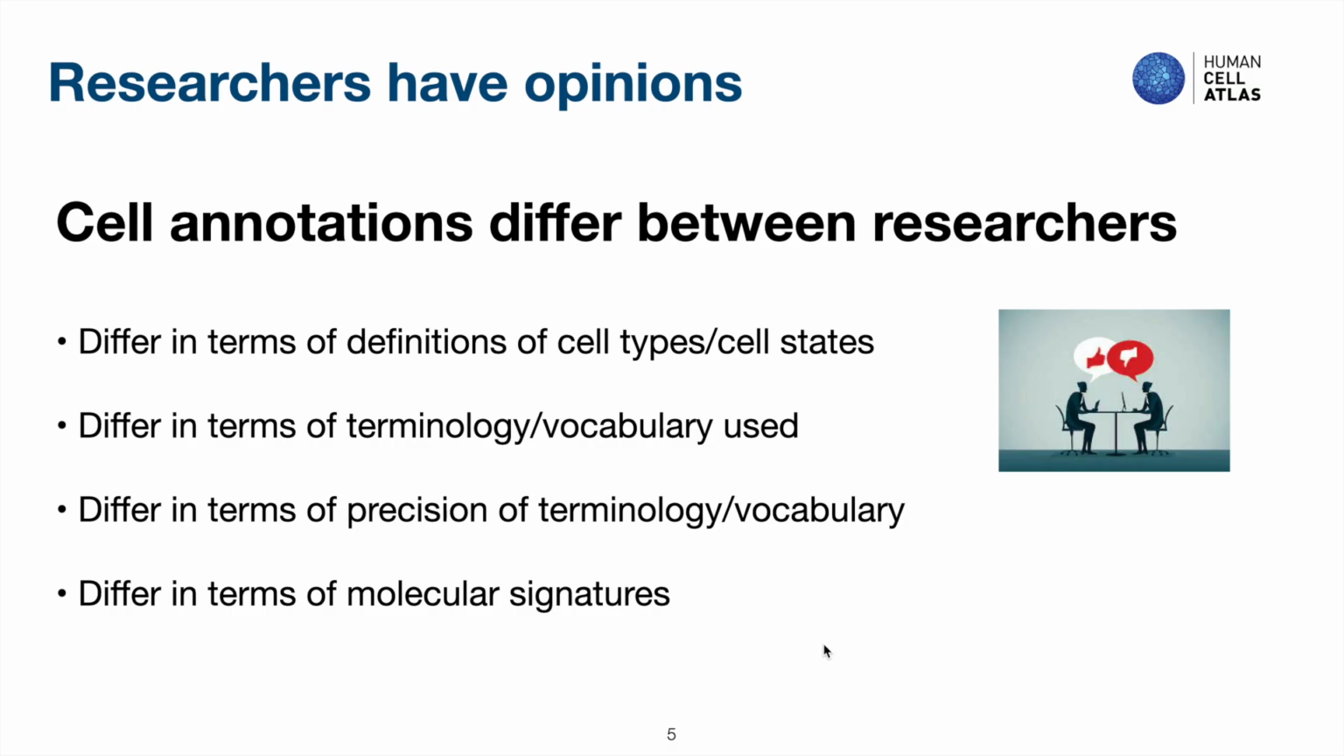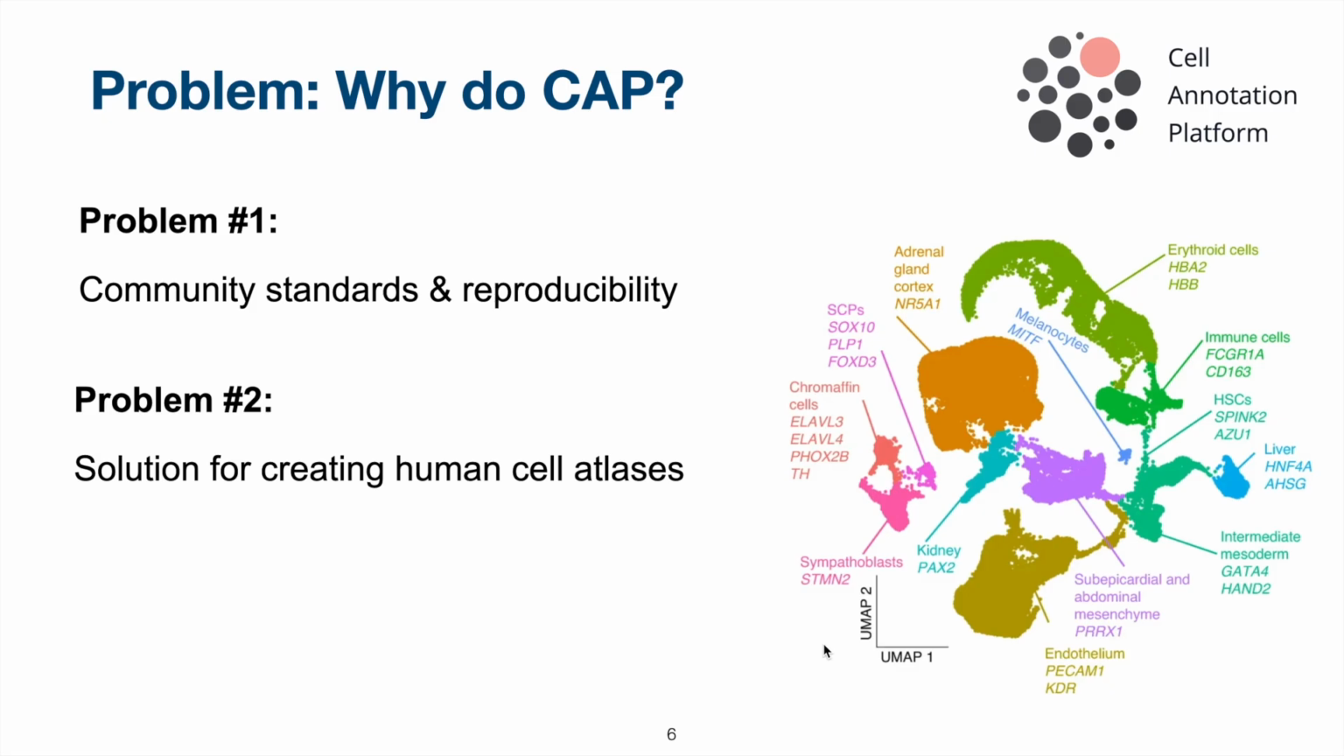So that is the key motivation behind the cell annotation platform, which I think boils down to two main problems. One is one of scientific communication and community standards. How do we encode these cell annotations such that scientists can effectively communicate with one another?